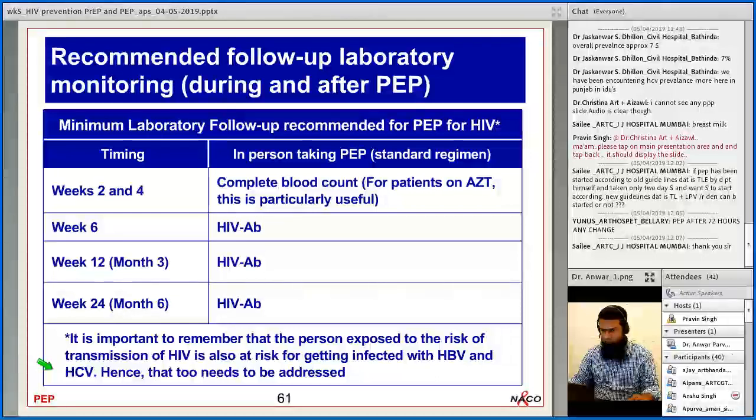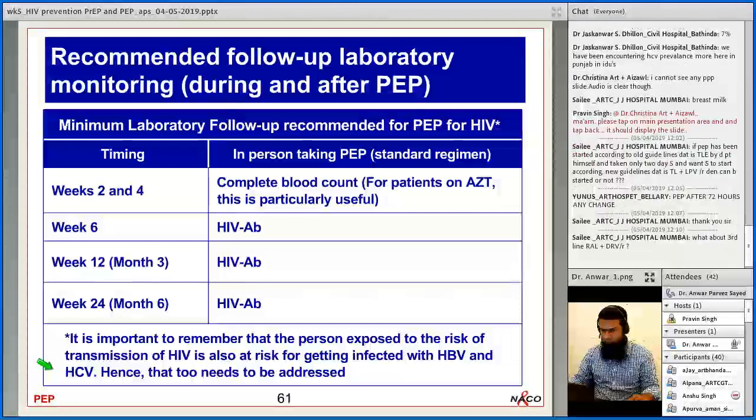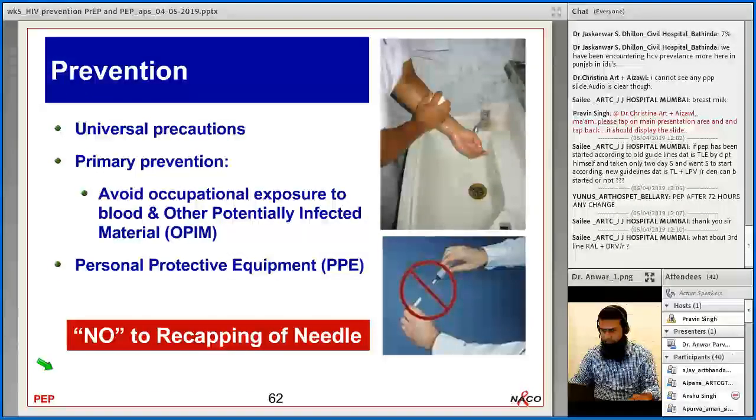Now for follow-up investigations, in week 2 and 4, complete blood count if the patient was started on zidovudine, but these days we are starting on tenofovir, so that may not be useful. At 6 weeks, that is 1.5 months, HIV antibody test needs to be done. Week 12, after 3 months, the test is repeated, and week 24, after 6 months, the test is repeated.